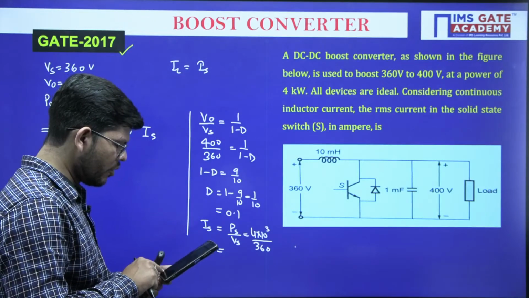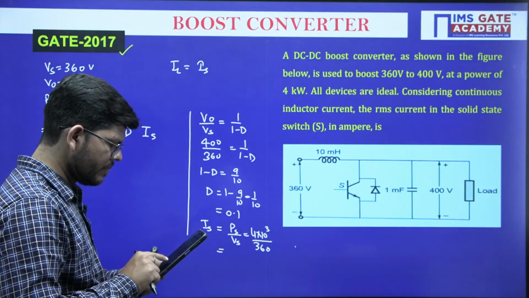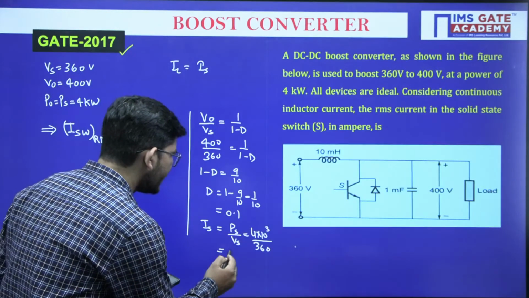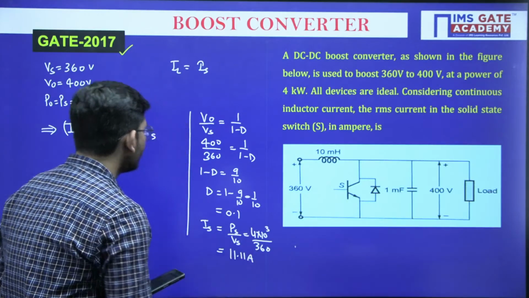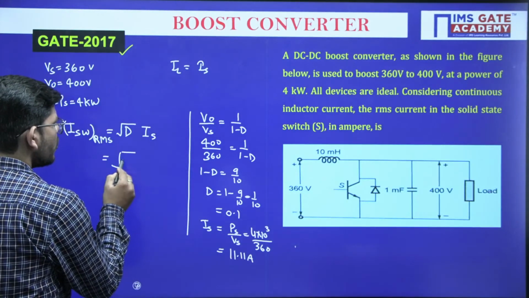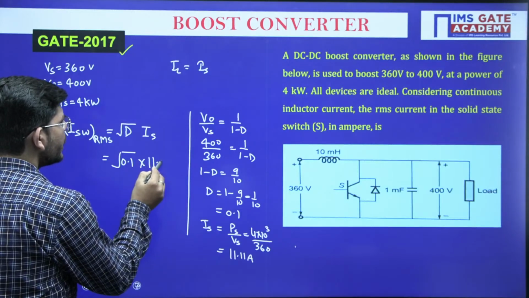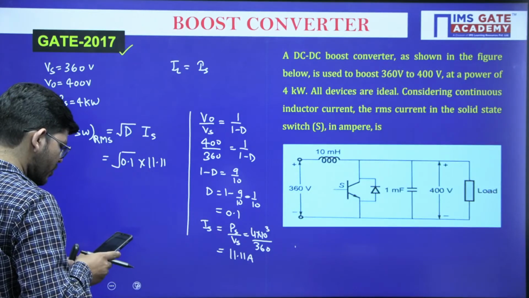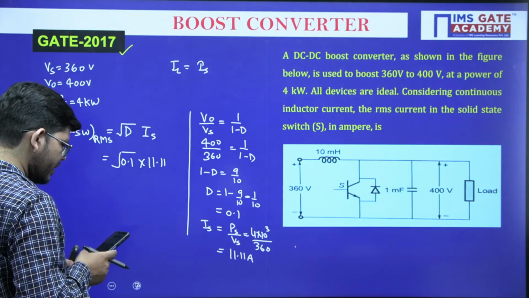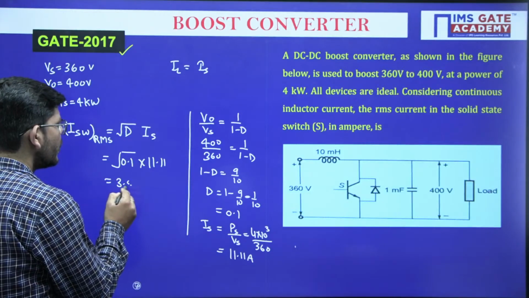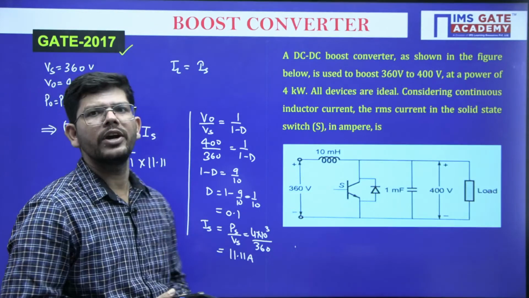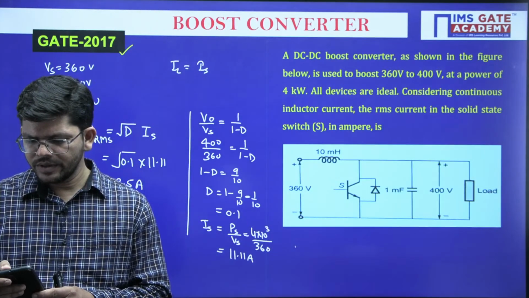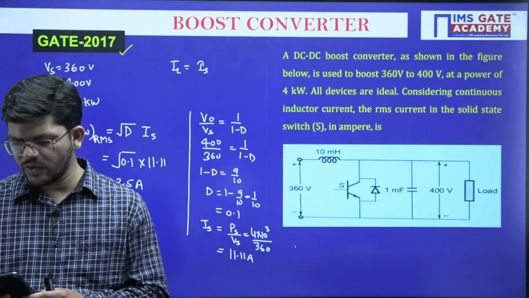This is 4000 divided by 360. So we will be getting 11.11 ampere. Now come back here. Square root of 0.1 into 11.11, how much will it be? 11.11 into square root of 0.1, and you will be getting 3.5 ampere as the answer. This is what you have to do here. This simple analysis is required in order to solve this question.